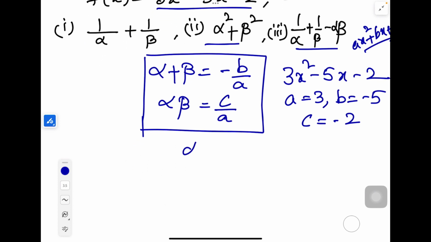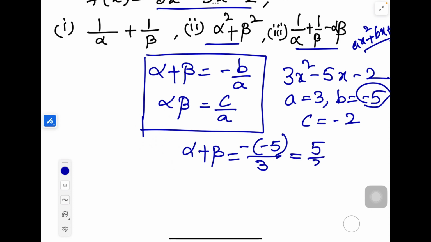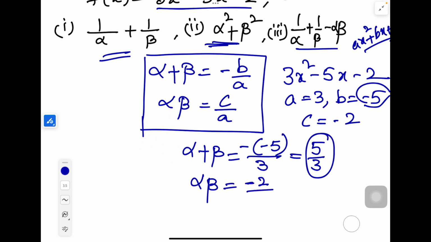Now let us find out what is alpha plus beta. Minus b by a. So it is already a negative sign, so minus of minus 5 by 3, which is 5 by 3. Let us keep this number because we will be using it in the further simplification. Alpha beta is equal to c by a. What is our c? Minus 2 by a is 3. So we got these values, 5 by 3 and minus 2 by 3.